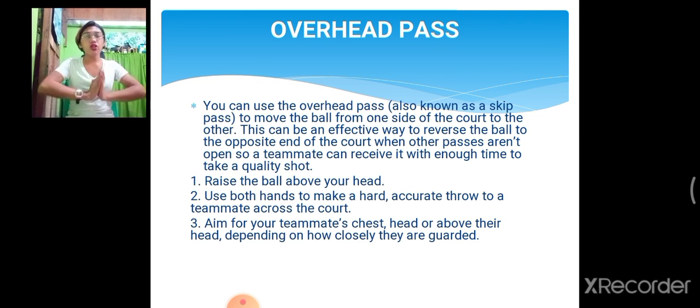So when we say overhead pass, you raise the ball above your head. I have an example. You can see this picture. This is an example of the overhead pass. Again, our elbow is emphasized, and when holding the ball, again, extension and flexion. So the commonly used human movements are in our hand, and of course, from the shoulder to the hand.